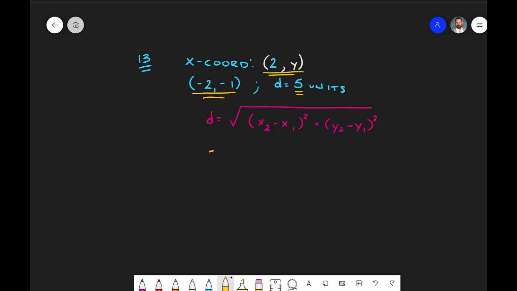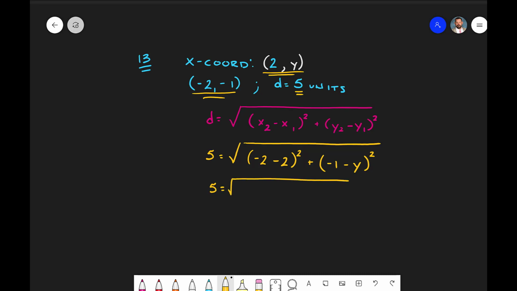So we do know the distance is 5. We are given an x2 value of -2, and then we have an x1 value of +2, and then we have that quantity squared. We have a y2 value of -1. We have the unknown quantity for y, and then we have quantity squared. So let's simplify this. -2 minus 2 is -4. -4 squared is +16. And then we have this plus (-1 minus y), quantity squared.